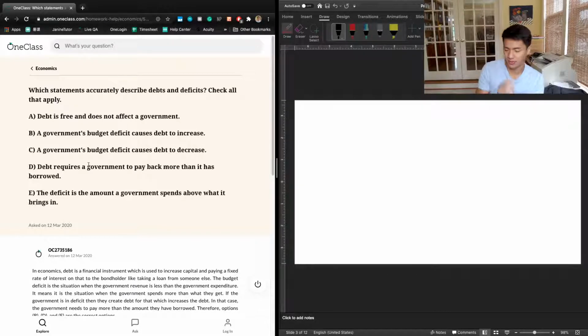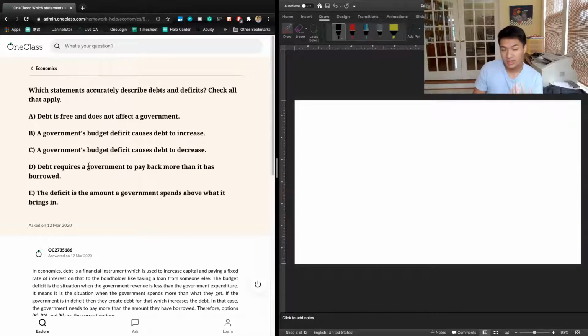Let's take a look at the answer choices. A says that debt is free and does not affect the government, and that's false. Like, debt is not free, right? You have to borrow money from somebody, whether it be from American bondholders or from other countries or from the Social Security deposits, Social Security Reserve Fund.